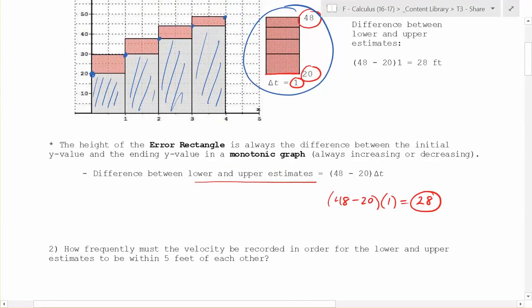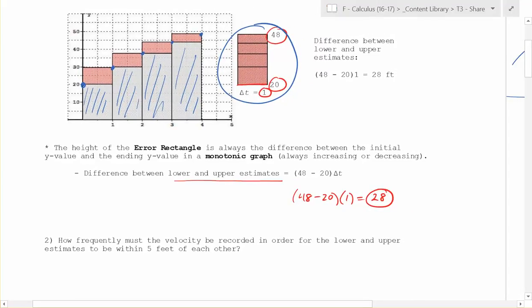Okay, so let's take a look at this here. So what did we say? Right now, what's the difference between the upper and lower bound? 28, right? What happens if we took twice as many readings? What would that number become? It wouldn't be 28 anymore. It would be 14. So it would go from 28. If we took twice as many, it would become 14. If we doubled that, what would it become? 7, right? If we doubled that, it would become 3.5.